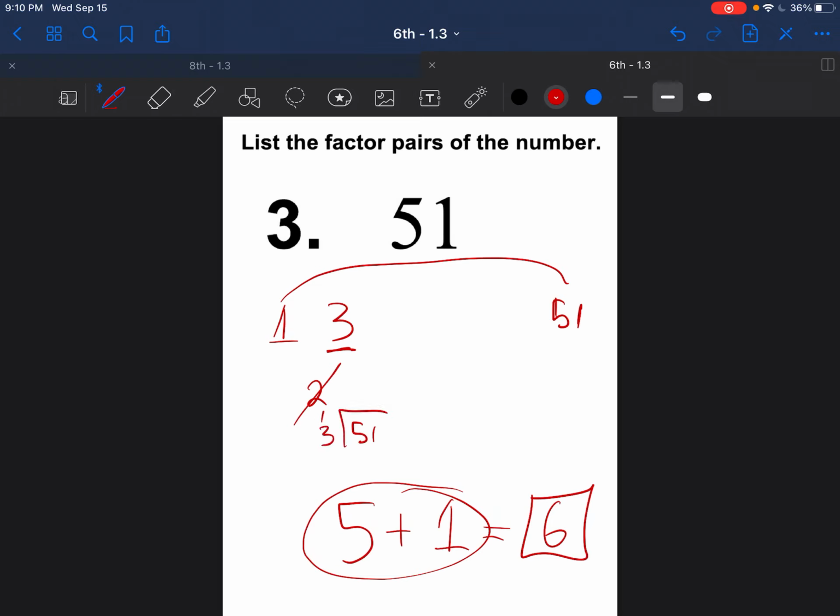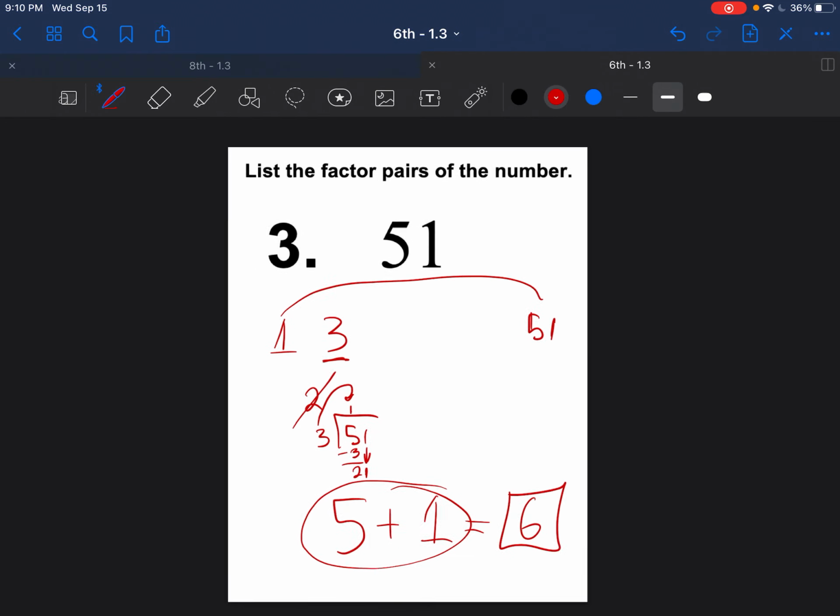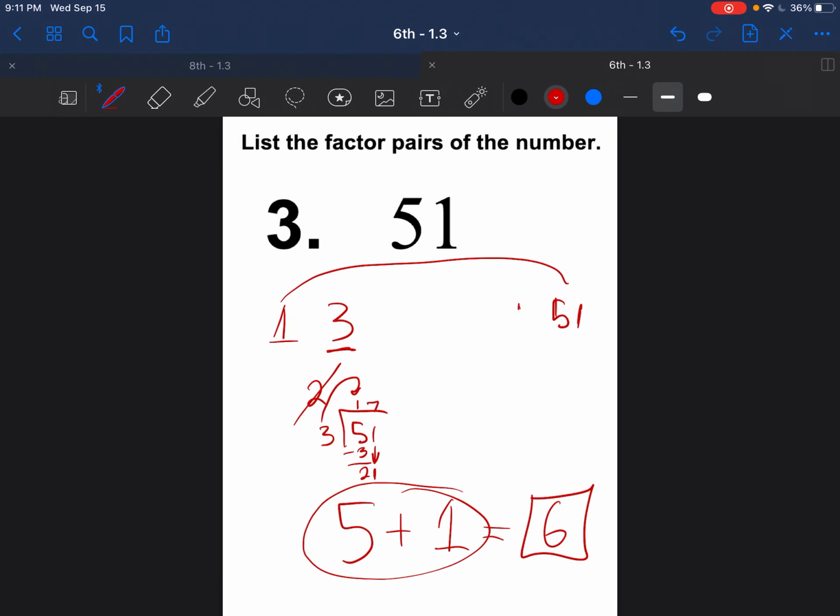51 divided by 3. Does 3 go into 5? Yes, it does. 1 time. 1 times 3 is 3. 5 minus 3 is 2. Bring down that 1. How many times does 3 go into 21? That's going to be 7 times. So it looks like the factor pairs for 51 are 1 and 51, and then 3 and 17. How do I know that? You just got to know your multiplication, guys. We just got to practice, and we're going to keep on practicing.